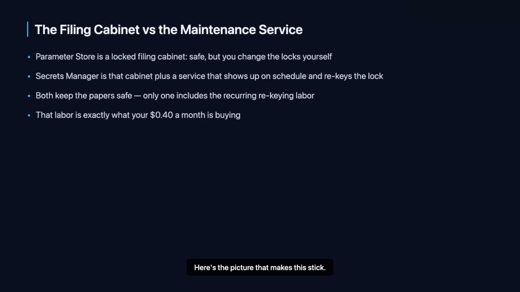Here's the picture that makes this stick. Parameter Store is a locked filing cabinet. Your papers are safe inside, but if you ever want to change the locks, you have to do it yourself. Secrets Manager is that same locked cabinet plus a maintenance service that shows up on schedule, cuts a new key, rekeys the lock, and hands the fresh key to the right people. Both keep your papers safe. The difference is that only one of them includes the recurring rekeying labor. And that labor is precisely what your 40 cents a month is buying. If nobody ever needs a new key, you're paying a locksmith subscription for a closet that never changes.